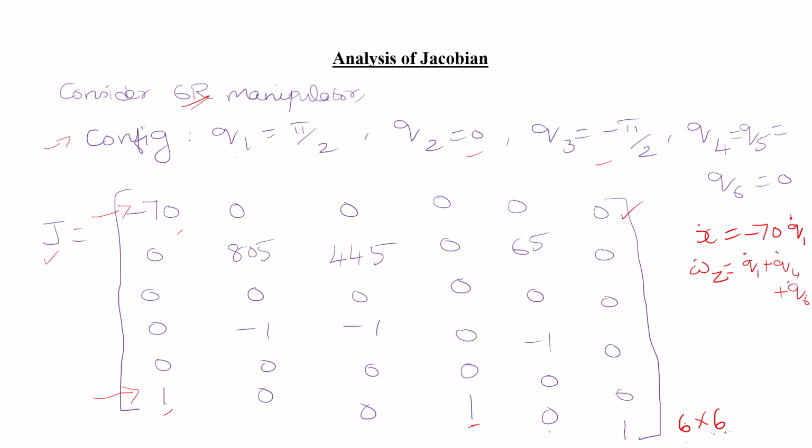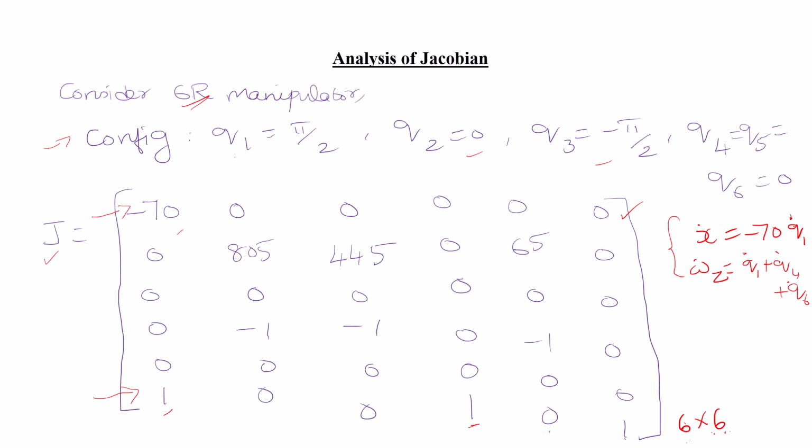This analysis is important because in kinematic control, we need to move the robot in specific directions. So the Jacobian will tell us which joint can be used, right? Using these equations, we can infer which joint can be used for moving the robot in specific directions.